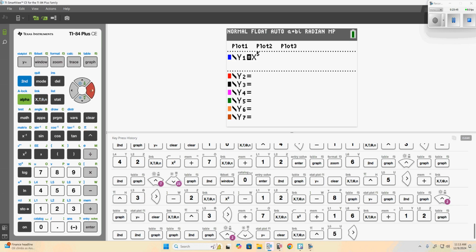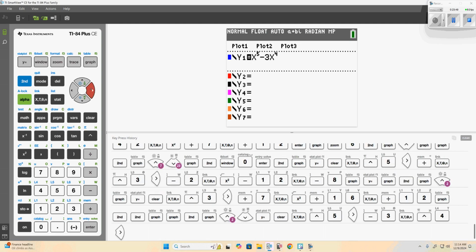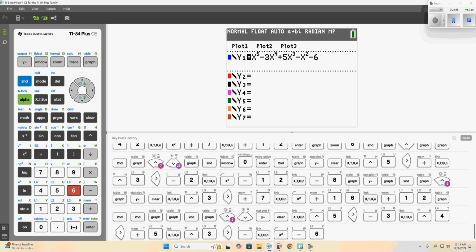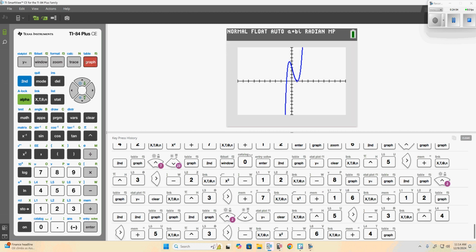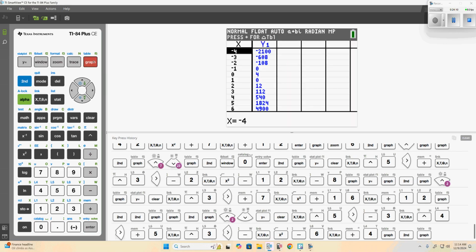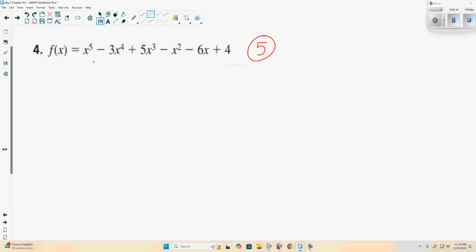X to the 5th minus 3x to the 4th plus 5x cubed minus x squared minus 6x plus 4. Yeah, okay, it showed up. So -1 and 1.